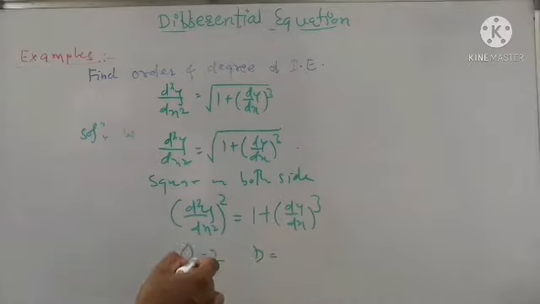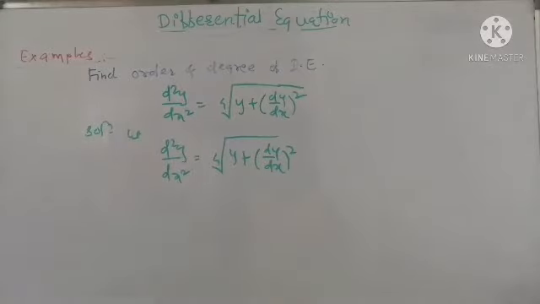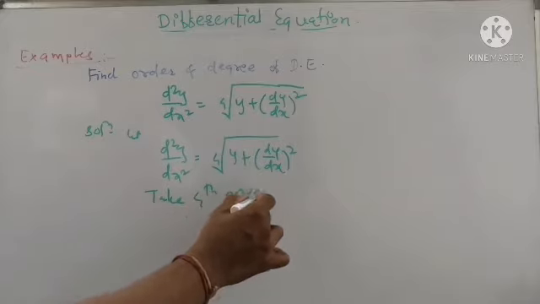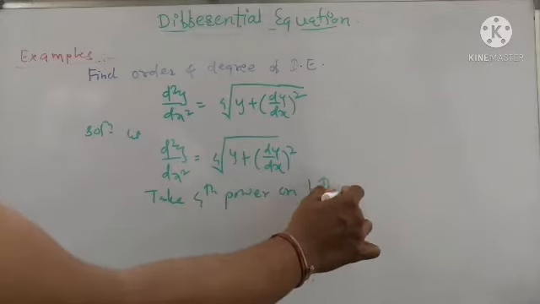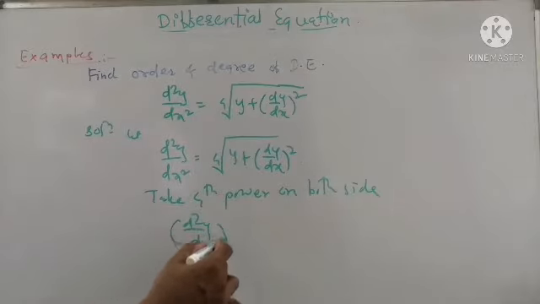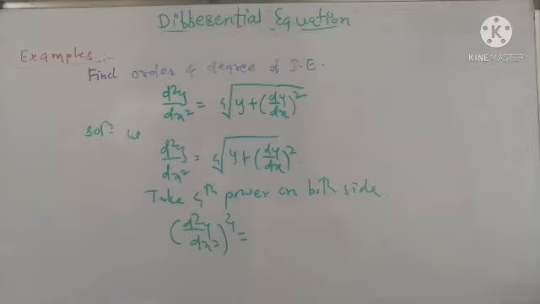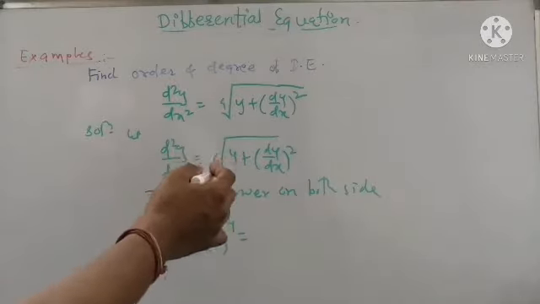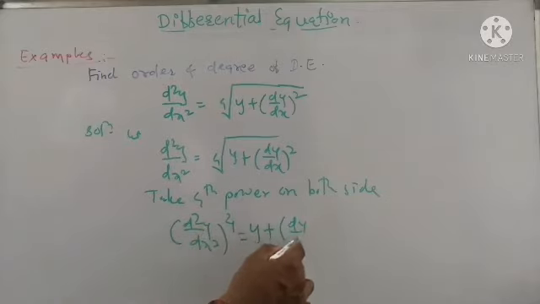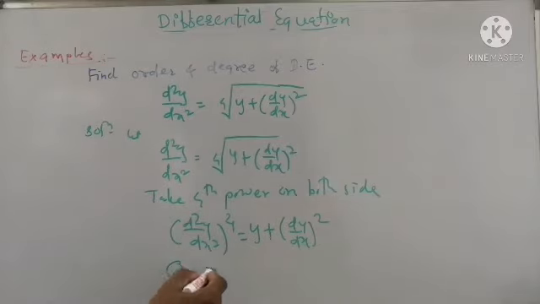In this example, as there is a fourth root, we have to take the fourth power on both sides. On the left hand side we have d square y by dx square as a single term, and the fourth power is given by raising it to 4. On the right hand side the fourth power and fourth root get cancelled and we get the term y plus dy by dx bracket squared. Now we can evaluate the order and degree of this differential equation: the order is 2, as the highest order derivative is d square y by dx square, and the power of that term is 4, so the degree is 4.